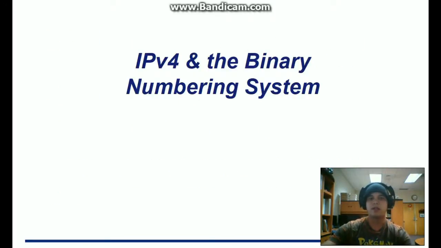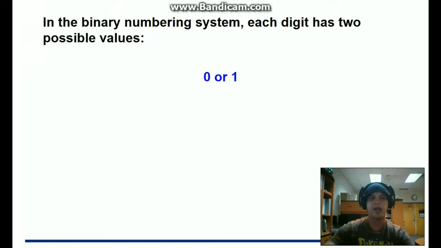All right. So now let's get into IPv4 and the actual binary system. I'll teach you what a binary bit is, 0 and 1, and actually how to count in binary. So let's move on to the next slide. In the binary system, every binary digit has 2 values. It is either a 1 or 0. Basically, is that bit turned on or turned off?